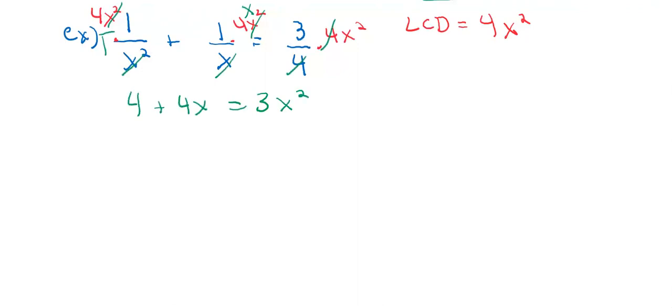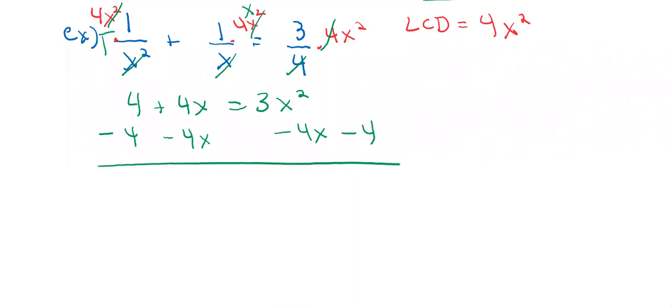Okay, now here's what's special about this. I actually have an x squared term that I need to solve with, which means I have a quadratic equation. In other words, in order to solve this, I'm going to need to factor. But before I can factor, I've got to get it equal to 0. So I'm actually going to subtract 4x and 4 from both sides. So this is going to leave me with 0. And on the right side, I'm going to have 3x squared minus 4x minus 4. And none of those combine, since they're not like terms.